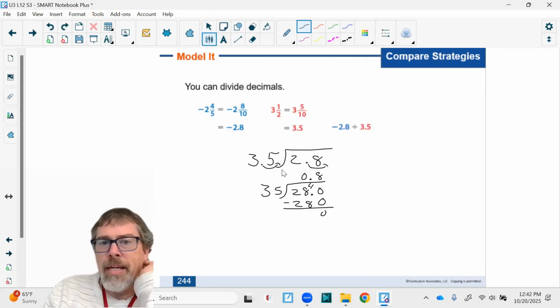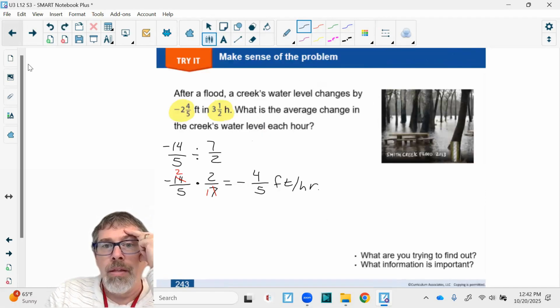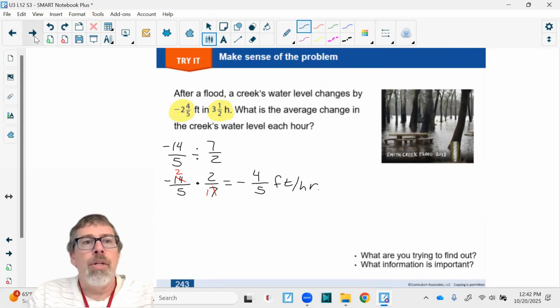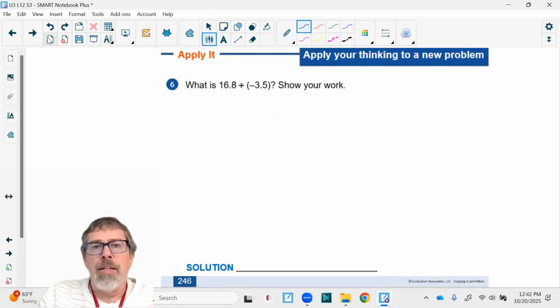So a negative divided by a positive is a negative 0.8 or 8/10. So it's negative 8/10, which reduces to negative 4/5. And if you go back, that's what I had. Okay, so either way you do it, fraction or decimal, it's up to you. You get the same answer. So now let's apply it. What is 16.8 divided by negative 3.5? So I'm going to move the decimal one place to the right on both of them.